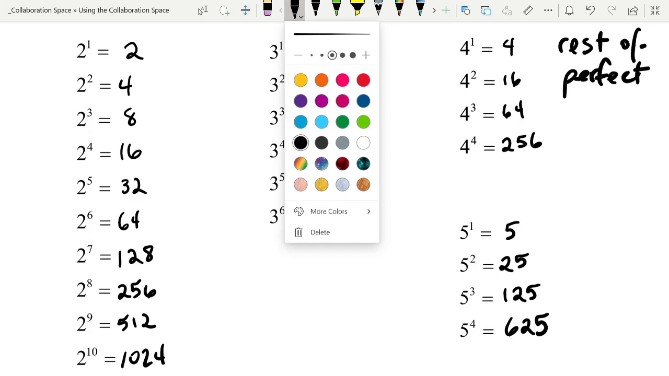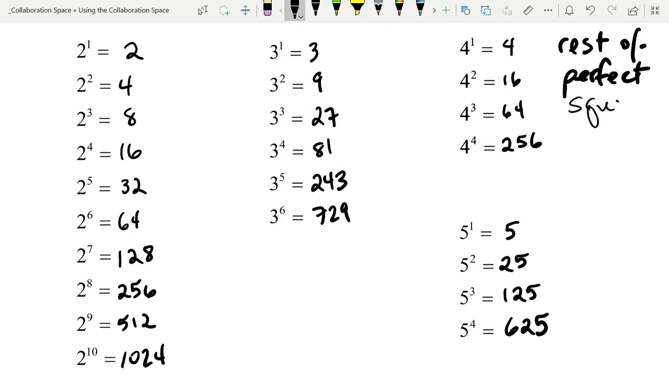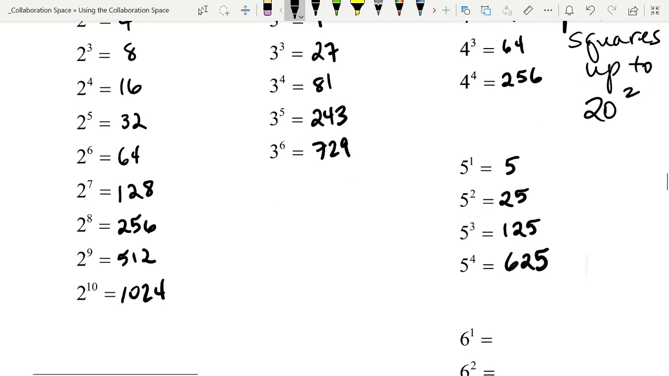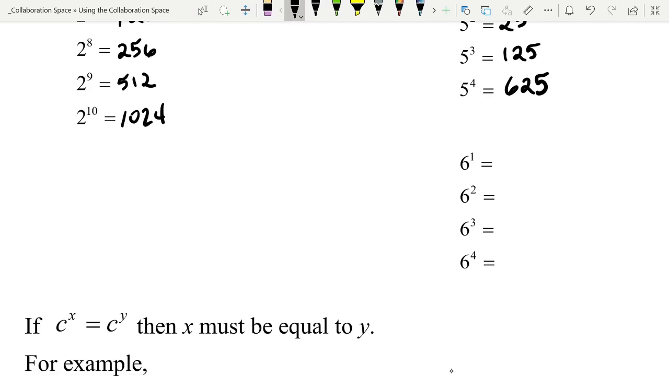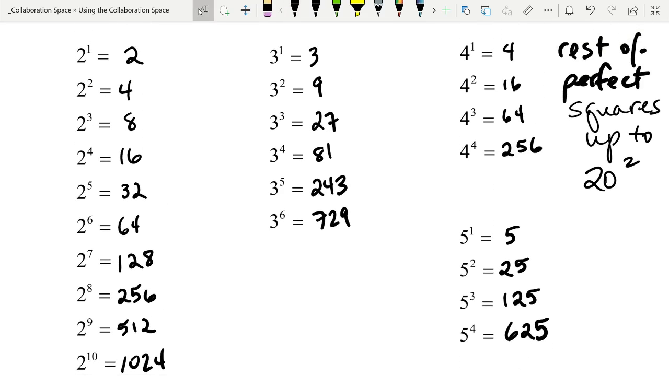This is kind of too fat. Let me see if I can make it a little skinnier. The rest of your perfect squares, that's better, up to 20 squared. So this thing stops at 5. Oh, no, I'm sorry, it doesn't. It stops at 6. So that's 6, 36, 216, and 1296. Okay, so this thing stops at 6, but you should know 7 squared, 8 squared, 9 squared, 10 squared, 11 squared, up to 20 squared.